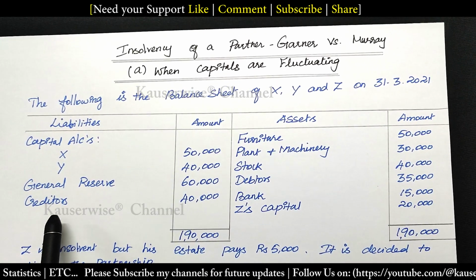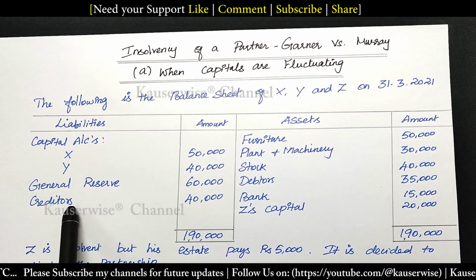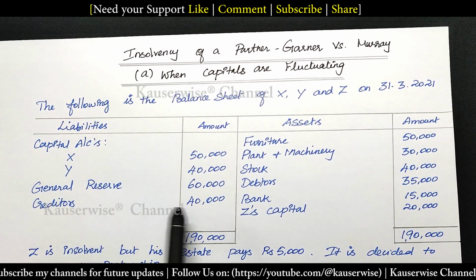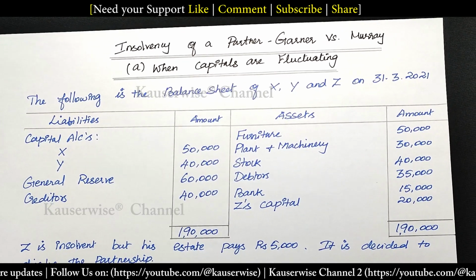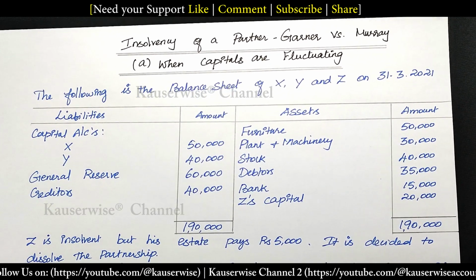Now see the liability side. Here we have only one third party liability, that is creditors. This is the third party liability. We need to transfer this to the credit side of the realization account. Now let's see the realization account.